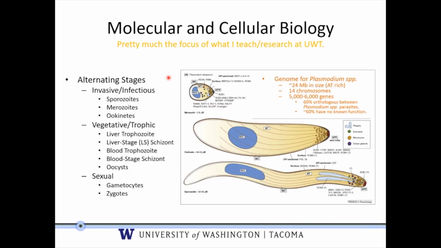So Plasmodium parasites not only oscillate between mosquito vectors and mammalian hosts, but they also oscillate between invasive and vegetative forms, and even have certain portions of their life cycle where they have sexual forms. These changes are also accompanied by changes in morphology, as well as changes in gene expression. And it is ultimately these changes in gene expression that we want to focus on here.